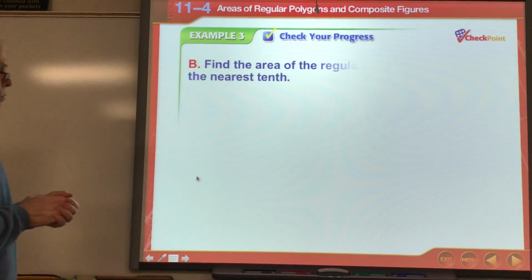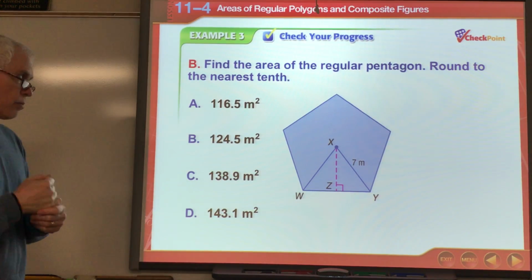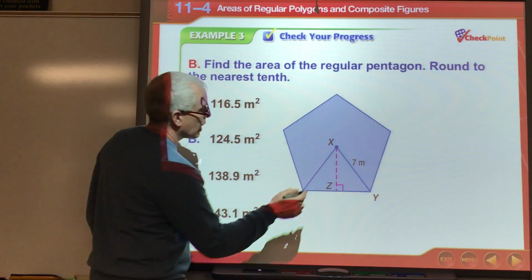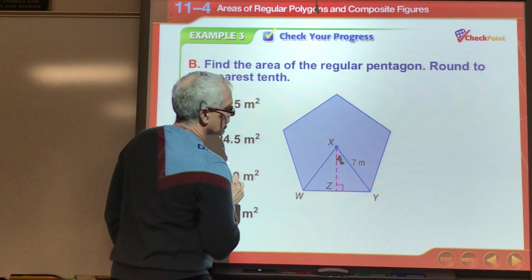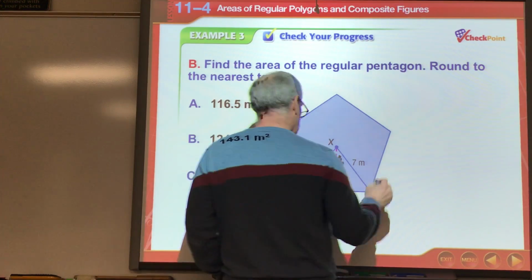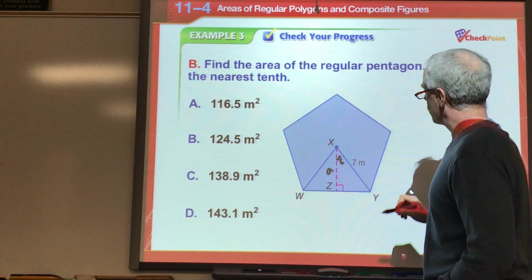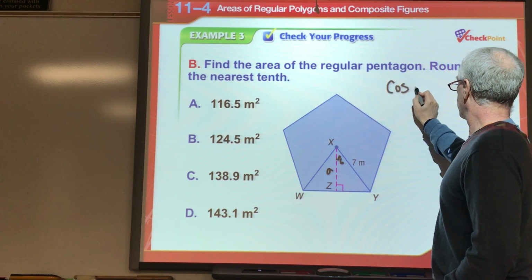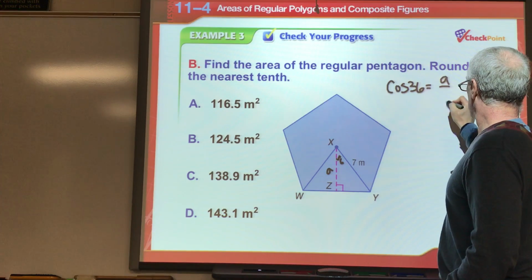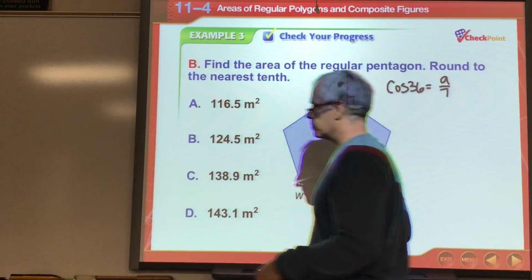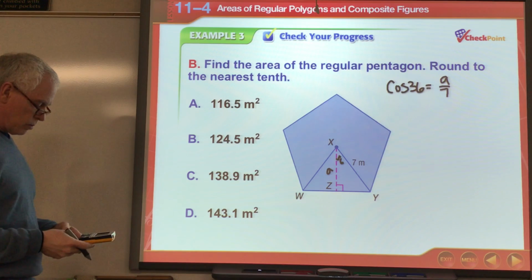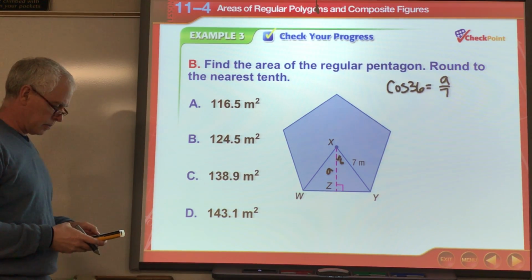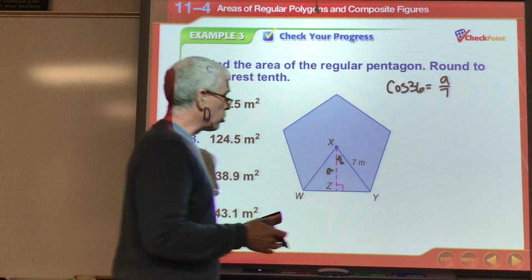What if you don't? What if you're dealing with a pentagon here? So again, 360 divided by 5, because there's 5 sides, is 72. Half of 72 is 36. Okay? So, let's find the apothem here. So compared to the 36, apothem is adjacent. So the cosine of 36 is equal to A over 7. So that's how I'm going to find my apothem. Okay? So I'll go ahead and just do the math on that. 7 times the cosine of 36. I get about 5.66.